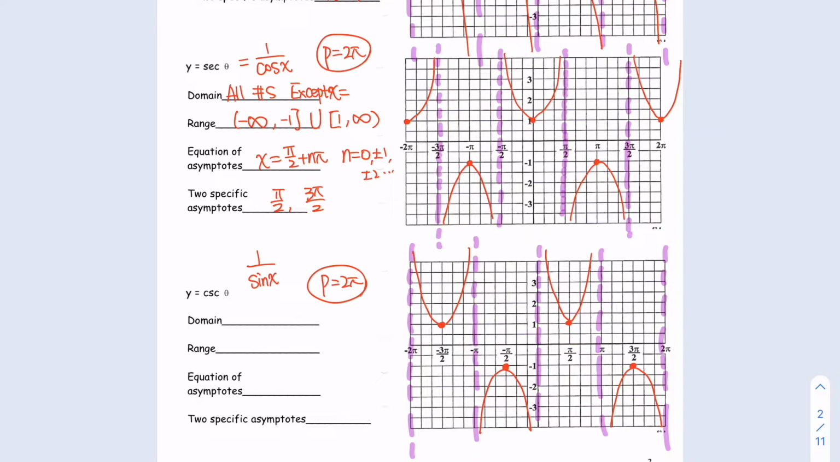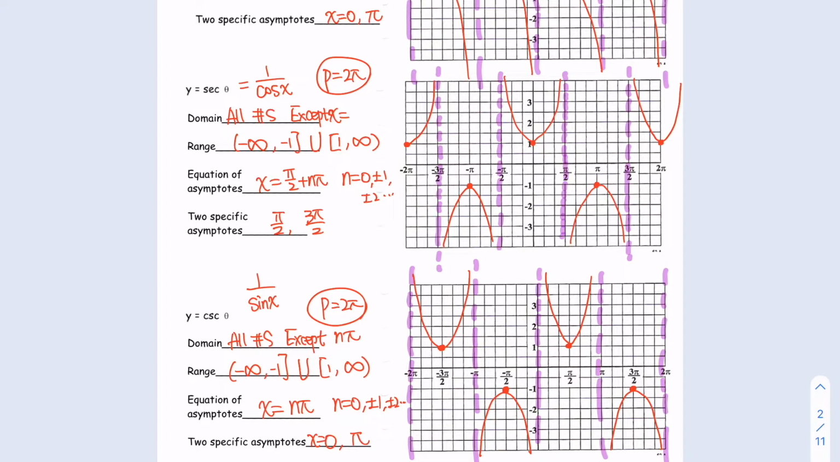So the period is still 2 pi. The domain will be all numbers except n pi, where n equals 0, plus or minus 1, plus or minus 2. The specific asymptotes will be x equals 0 or x equals pi. And the range is the same thing: everything except negative 1 to positive 1. So these are the basic 6 trig functions: the graph, the period, domain, and range.